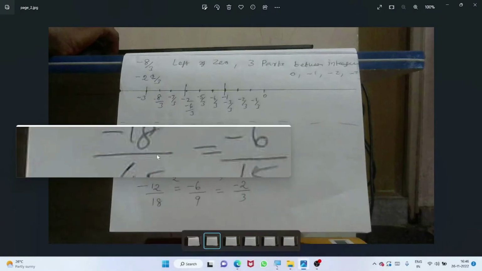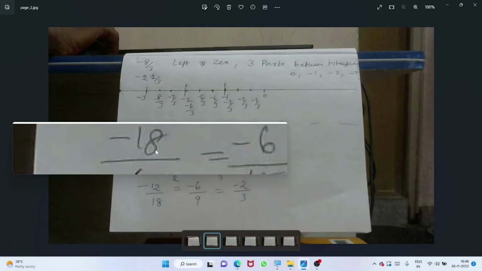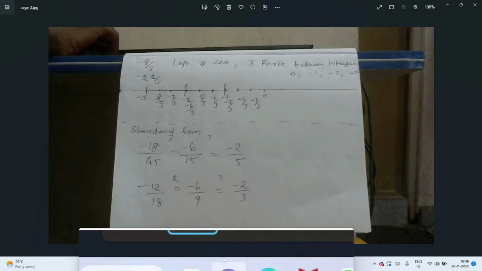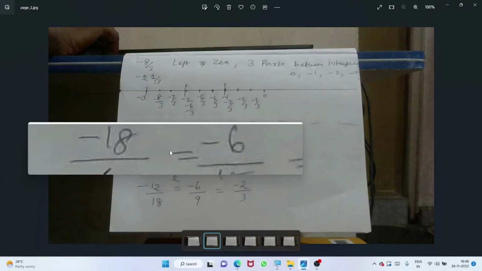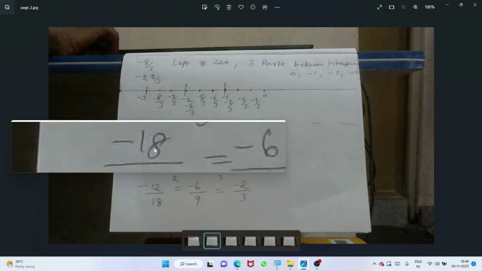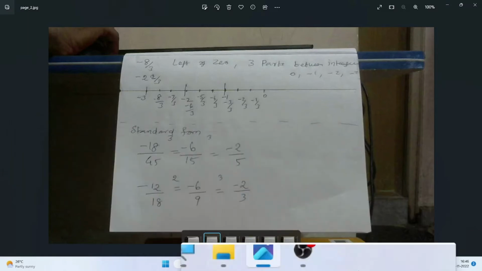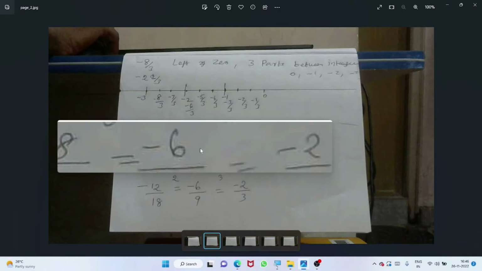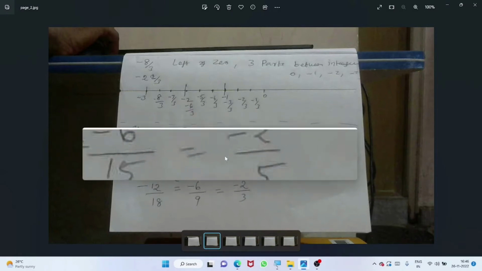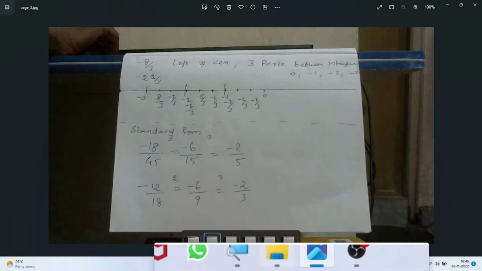So here, see minus 18 by 45. First I divided by 3, so minus 18 becomes minus 6, and 45 becomes 15. Then again we can divide it by 3: minus 6 becomes minus 2, and 15 becomes 5.